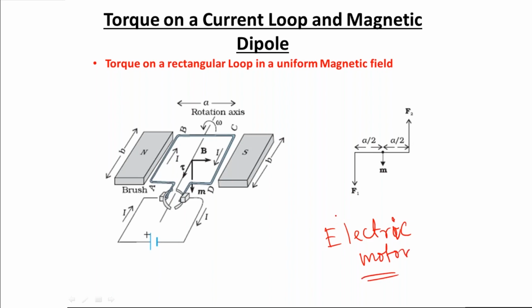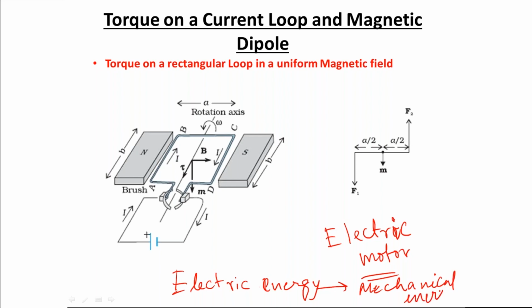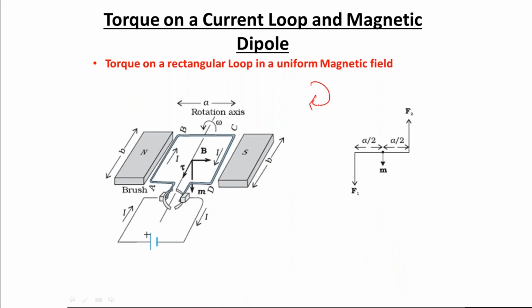Actually, an electric motor converts electrical energy into mechanical energy. What is the work or role of a motor? Electric energy gets converted to mechanical energy. So this is the role of an electric motor. So wherever there is a function of rotation, something rotating, there we use a motor.